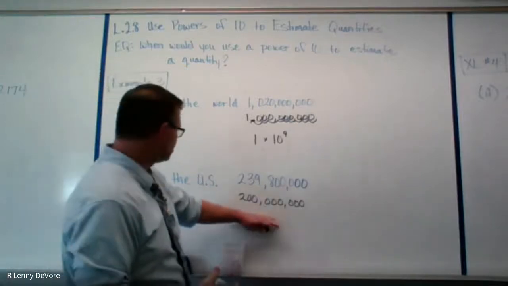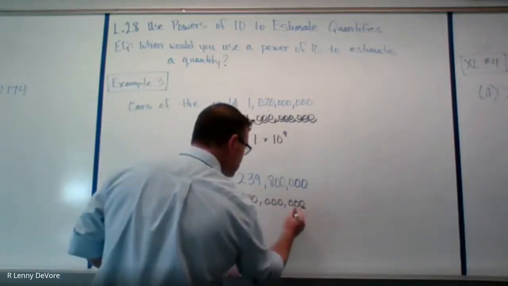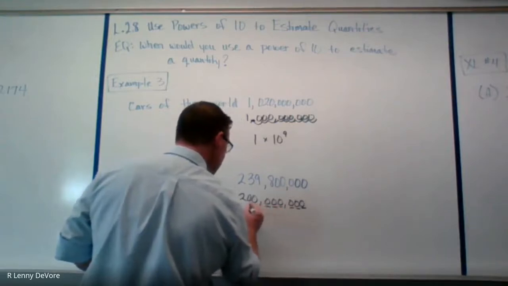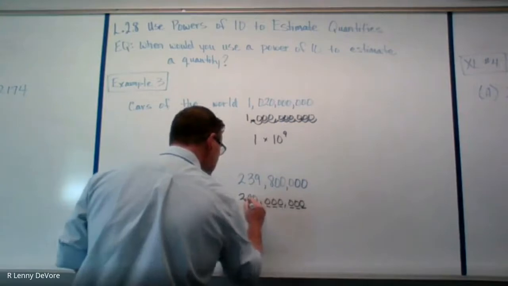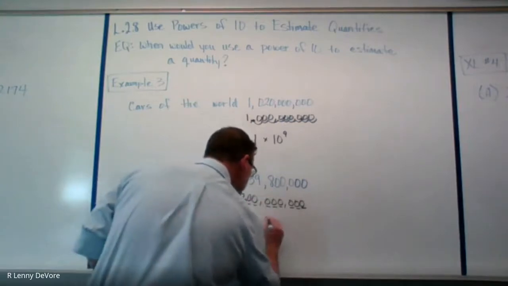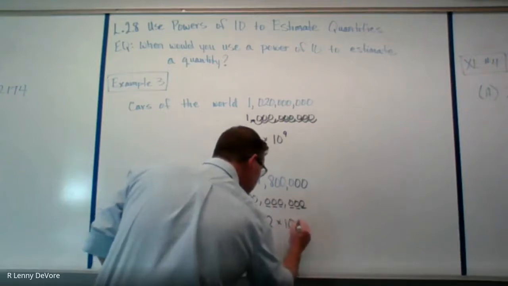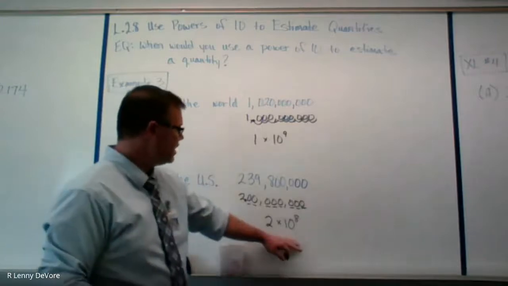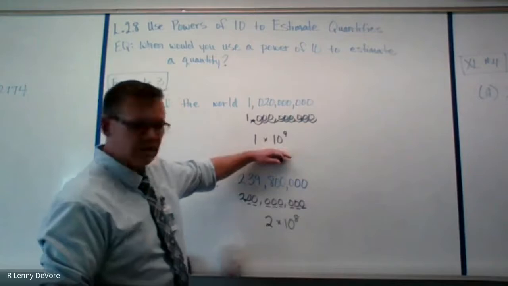Now for the cars in the US, we're moving 1, 2, 3, 4, 5, 6, 7, 8. And so we put the decimal right here, and it's 2 multiplied by 10 to the 8th power. Okay. Now, because this is to the 8th power, obviously this number is smaller than the other number.